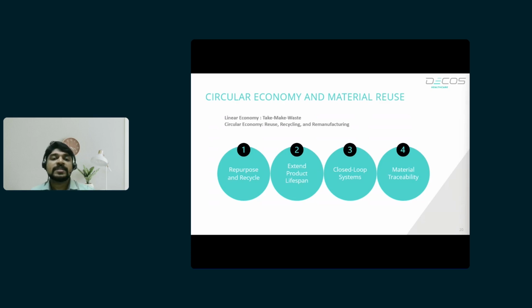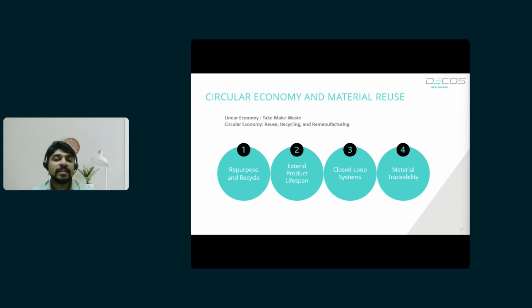Circular economy versus linear economy. Traditionally, an economy follows a linear model, that is take, make, and waste. So resources are extracted, used to manufacture products, and then they are discarded as waste. A circular economy aims to break this cycle by emphasizing terms like reuse, recycle, and remanufacture. The goal is to keep material in use for as long as possible, minimizing waste and environmental impact.